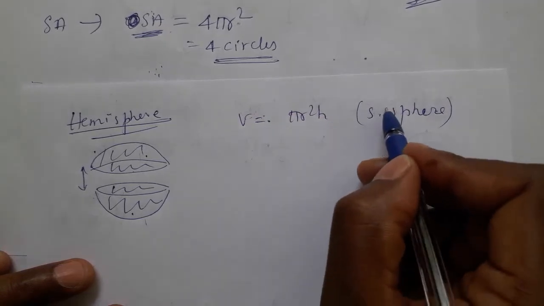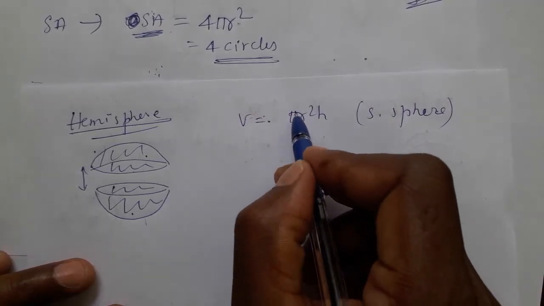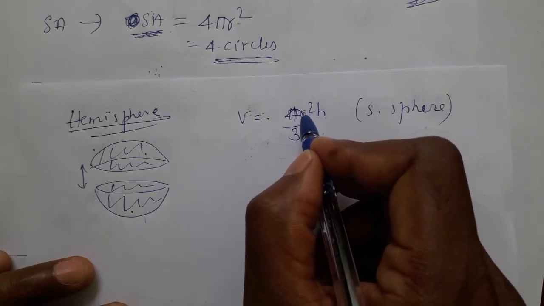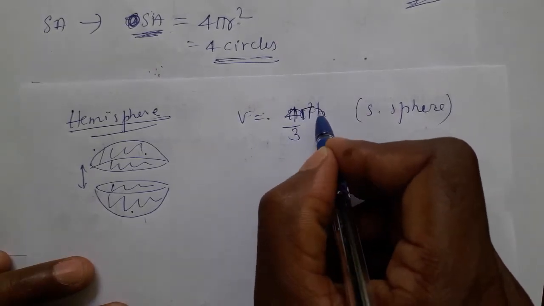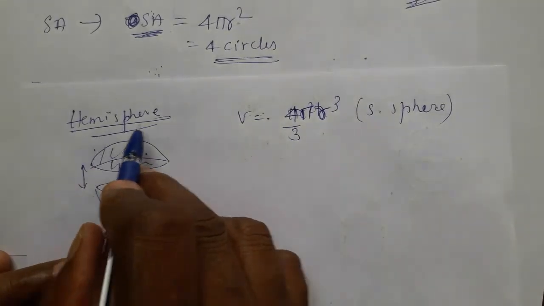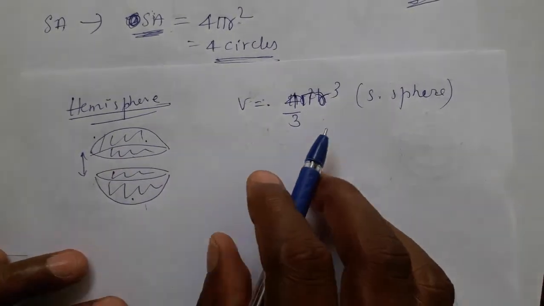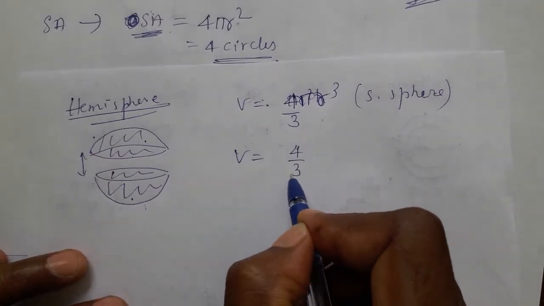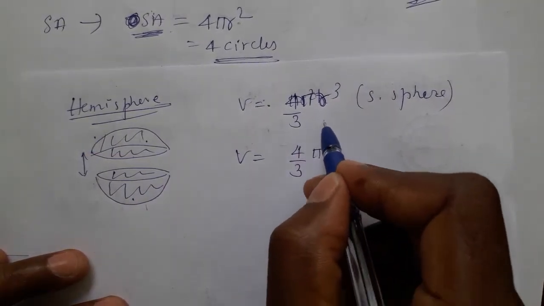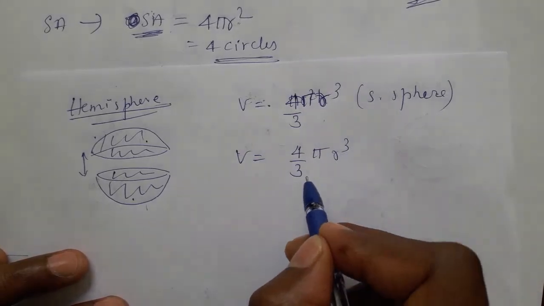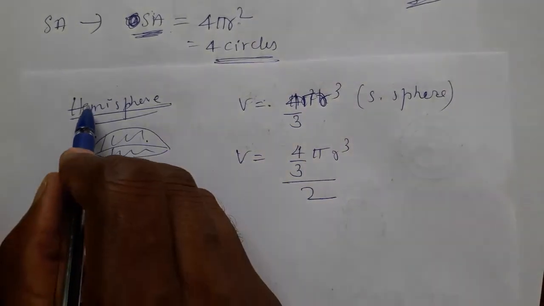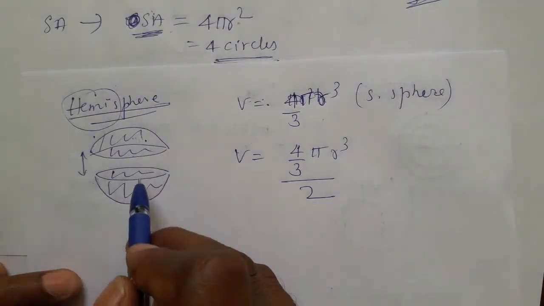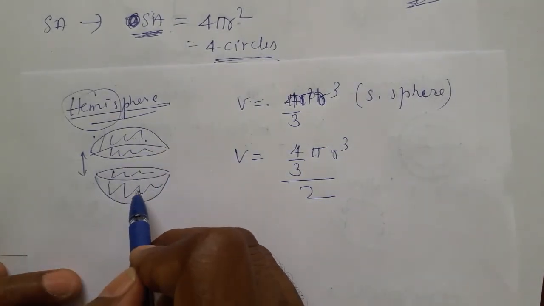This is the solid sphere formula. Volume is equal to 4 by 3 pi r cube. Then what is the volume of the hemisphere? 4 by 3 as it is, pi as it is, r cube as it is, whole divided by 2. So hemi indicates two equal parts. One full sphere is divided into two equal parts.